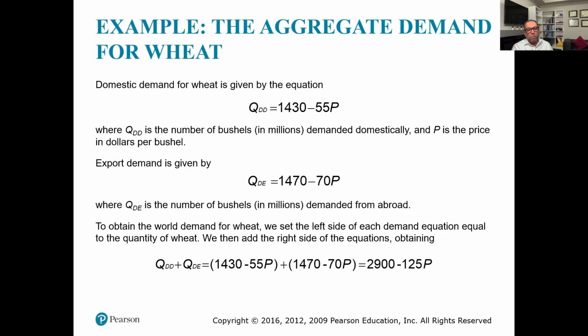So here is an example. We have two different types of demand. One is domestic demand, which we represent here with DD. The quantity domestically demanded is 1430 minus 55p. So this is our domestic demand curve, or domestic demand equation. The other one is the demand for export. What we are talking about here is wheat, and wheat export from the US. So this is the demand curve for domestic consumption, and this is the demand curve for export.